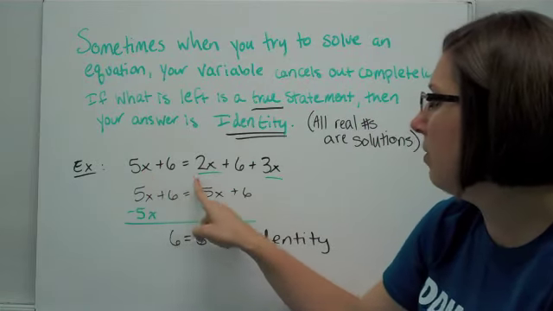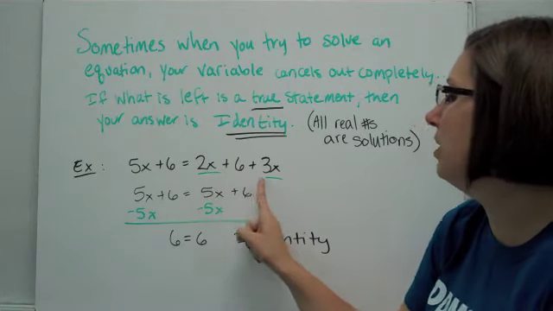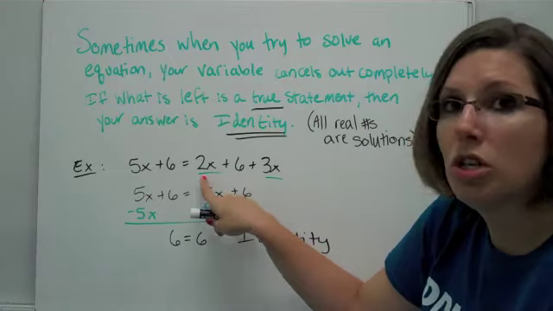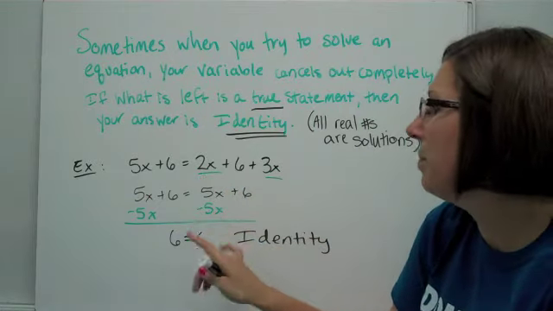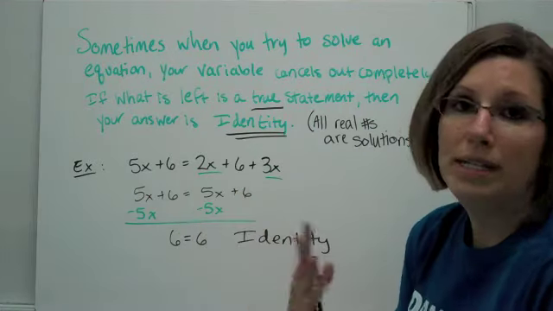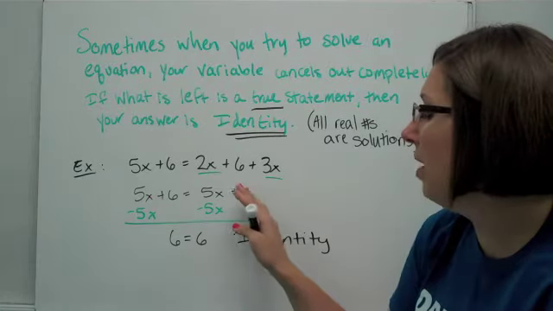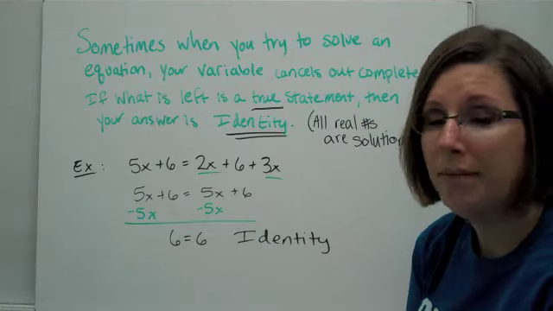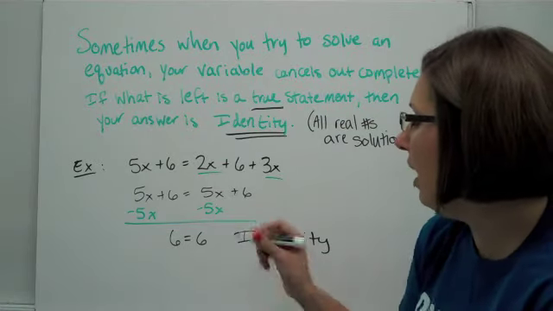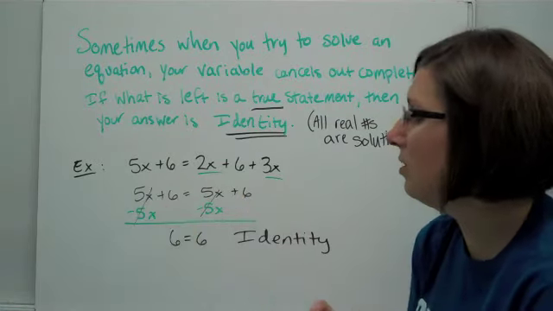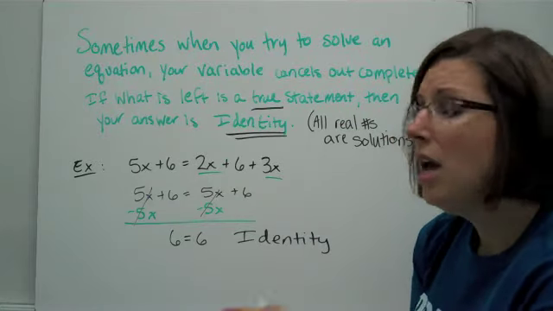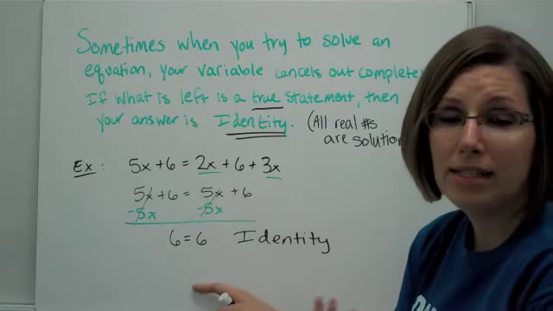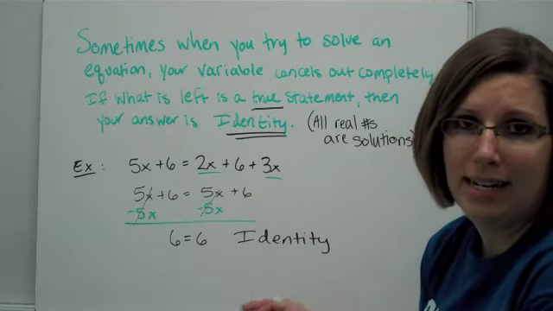5x plus 6 equals 2x plus 6 plus 3x. So let's go ahead and combine like terms. 2x plus 3x is 5x. And then I just brought down what I didn't use. Let's go ahead and undo the 5x so I can get both of my variables on the same side. And when I do that, my 5x cancels out on both sides. And what's remaining is 6 equals 6. And that's a true statement, therefore it's identity.